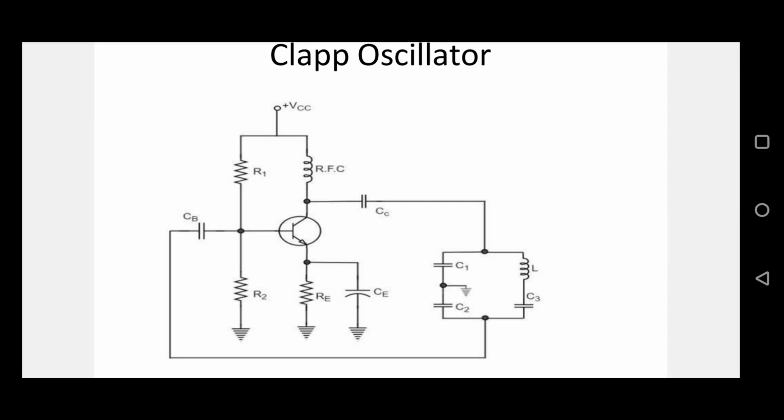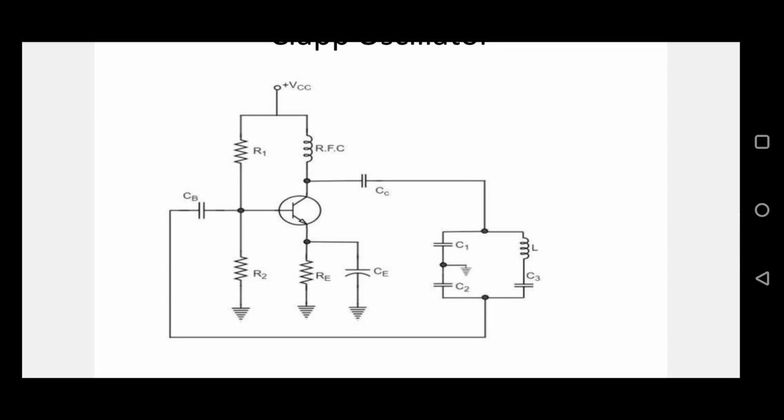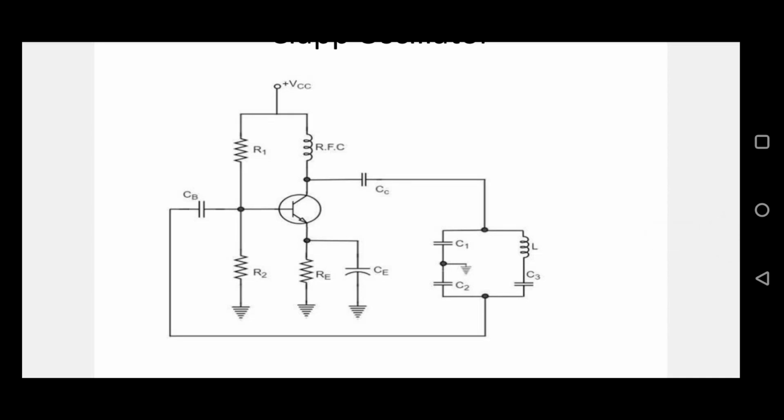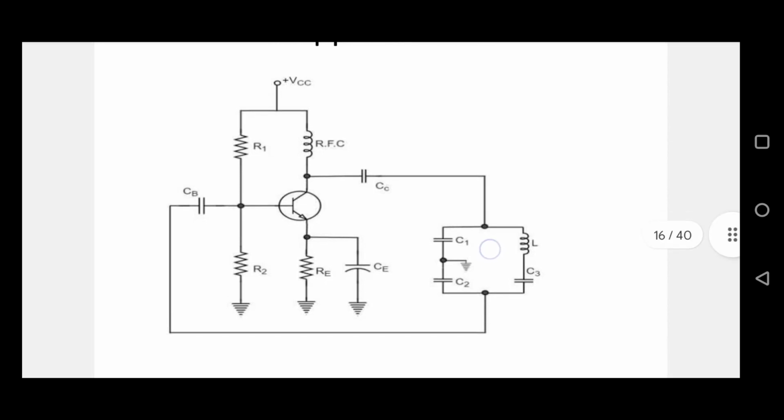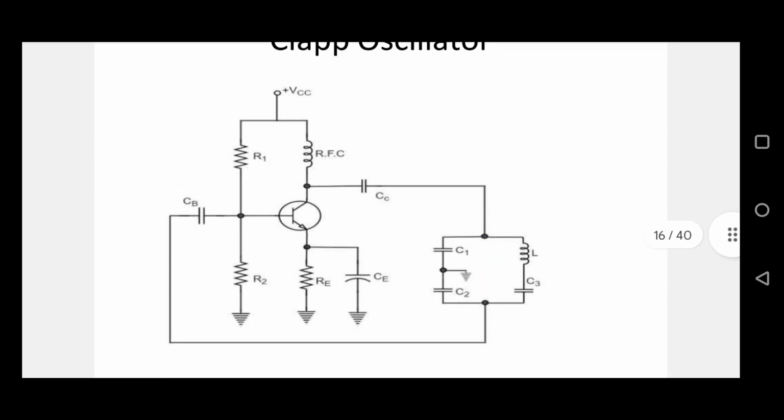So just see the circuit diagram. In this circuit diagram the transistor is working in common emitter configuration, and this common emitter configuration transistor produces a 180 degree phase shift, and the tank circuit of the Clapp oscillator provides a 180 degree phase shift. So the total phase shift of this circuit is 360 degrees.